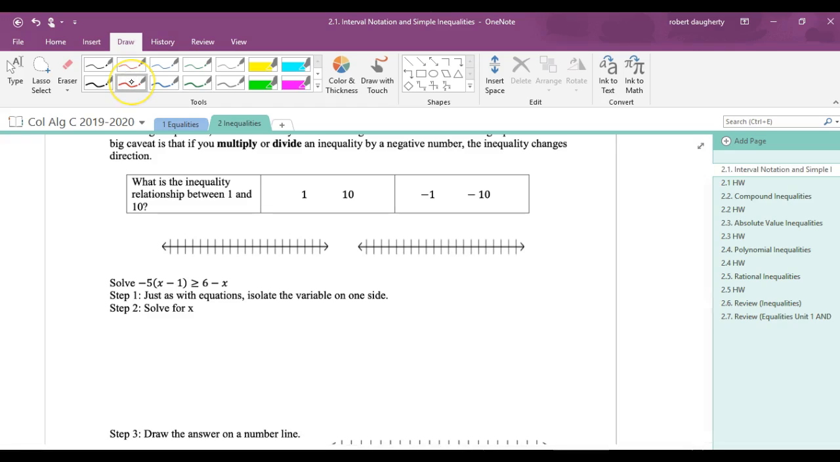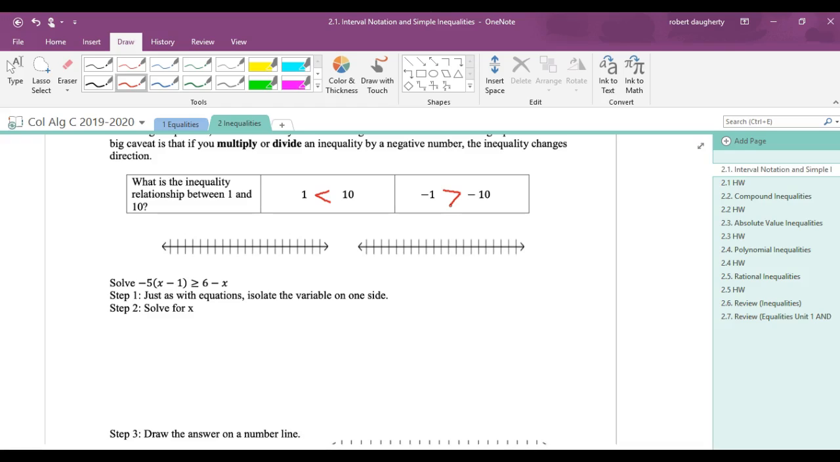So if we take just a moment, what's the relationship between 1 and 10? Which of those numbers is bigger? 10. So is that a true statement? 1 is less than 10. Now let's put negatives in front of everything. What's the relationship between -1 and -10? Which is smaller? -10 is smaller. Is that a true statement? Yes, okay. So you can tell by just putting negative signs what had to happen. Yeah, the inequality had to flip, okay?